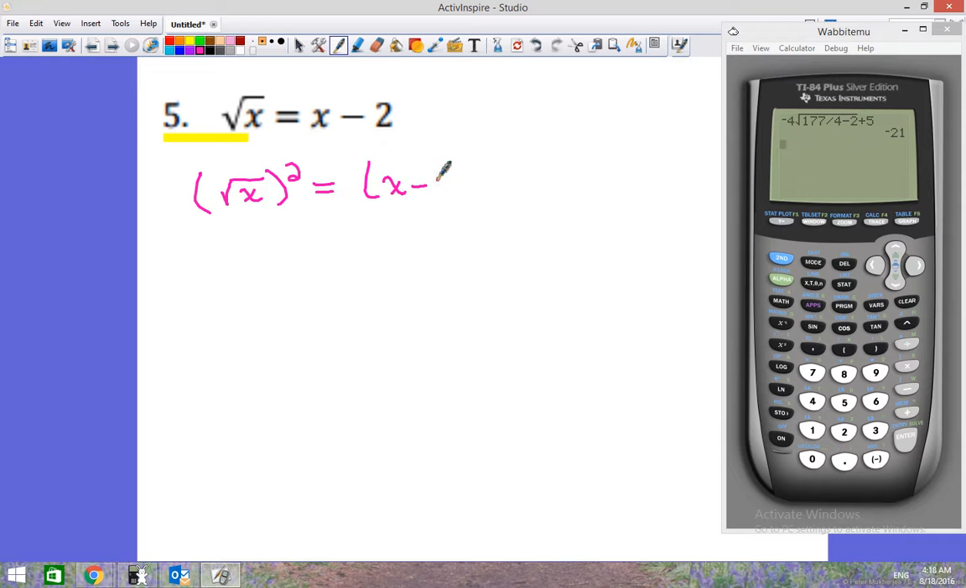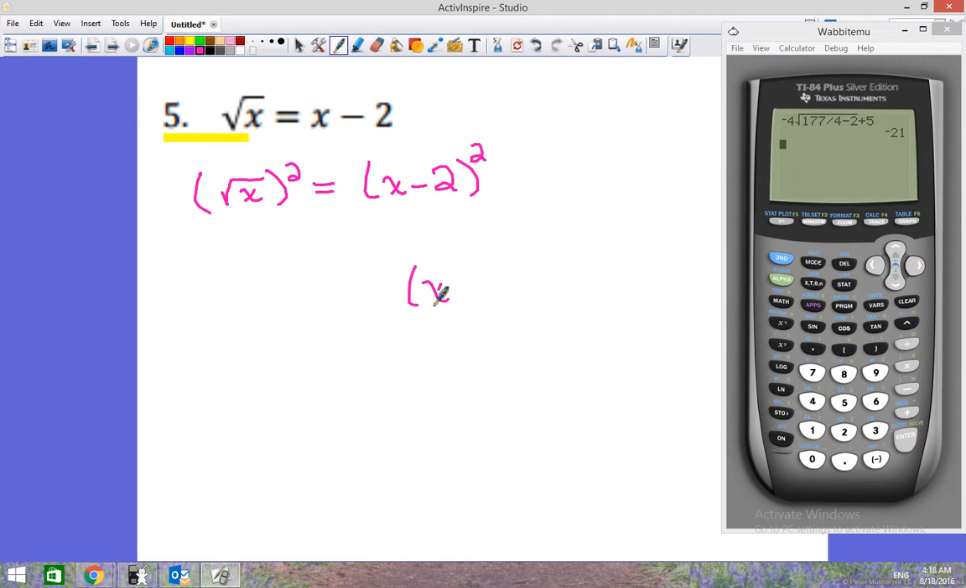It's awfully easy to forget that exponents don't distribute. If you have a coefficient, then that coefficient follows the distributive property. Everything inside the parentheses gets multiplied by 2. But when you have an exponent, this is not x squared minus 2 squared.